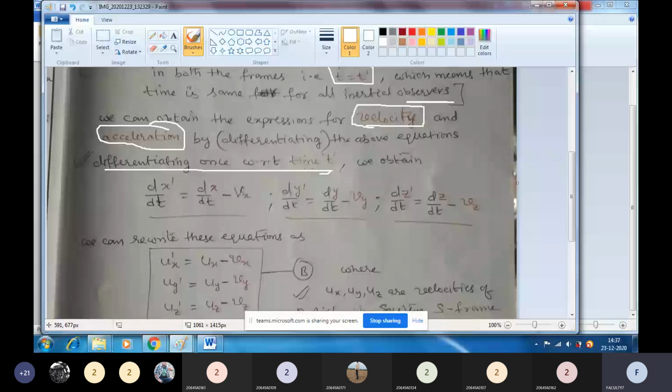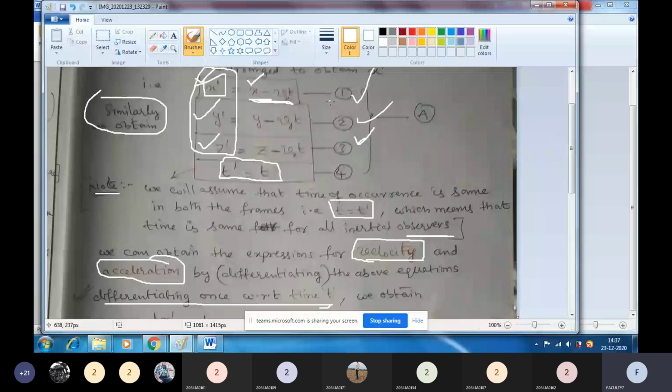Now consider this equation. What is the equation here? x prime equals, what you got? x minus vt.